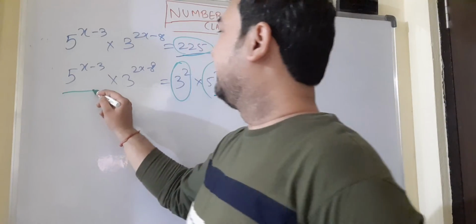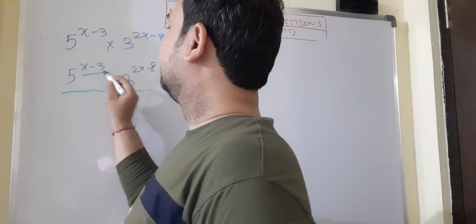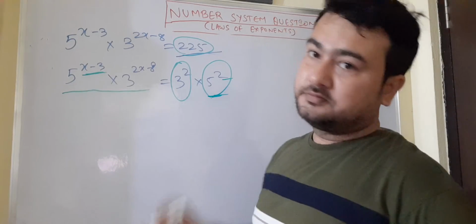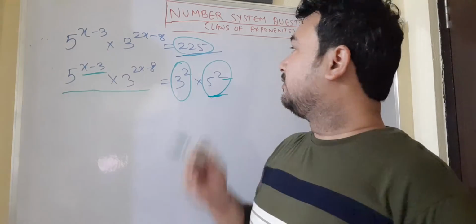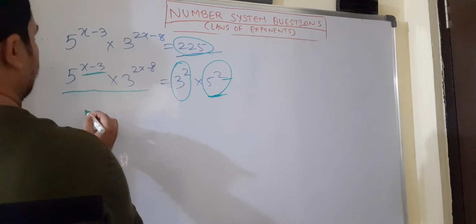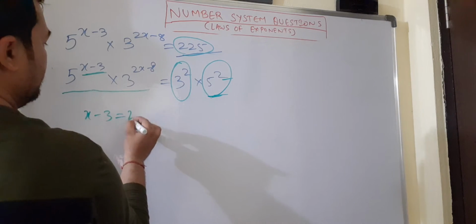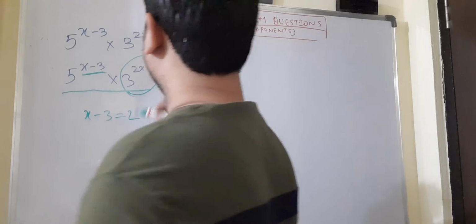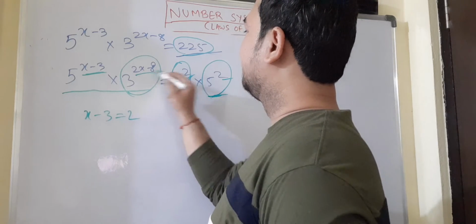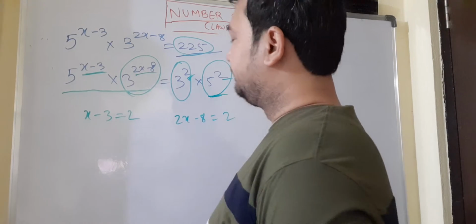So if it is expressed in the form of 5 and 3 only, 5 has the power of x minus 3, and this can be none other than the power of 5 here. Only two 5s are here. So if you compare this, you get x minus 3 is 2, and for 3 we have power 2 here and 2x minus 8 here. So the base is remaining same, powers will also remain same. 2x minus 8 is equal to 2.